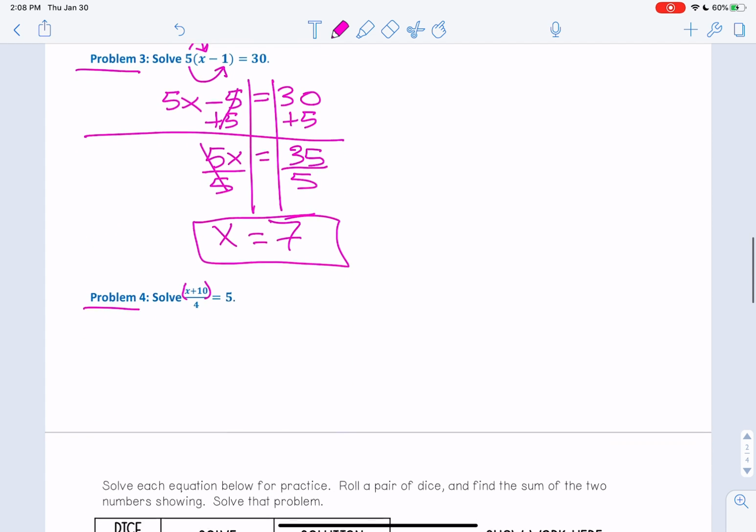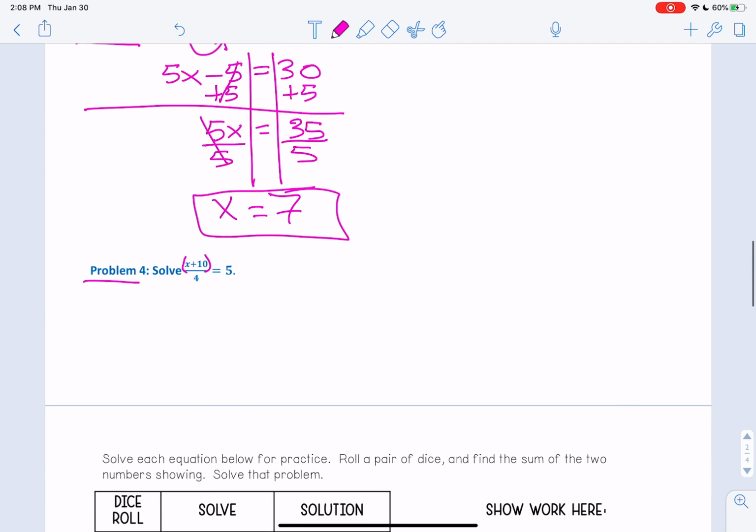All right, now for problem number 4, I said you had to put the parentheses around the x plus 10 divided by 4. So I'm going to write it over here. So we have x plus 10 divided by 4 equals 5. I'm going to go ahead and draw my river. If you go backwards in order of operations, division comes before parentheses. So we're going to take care of that 4 first.